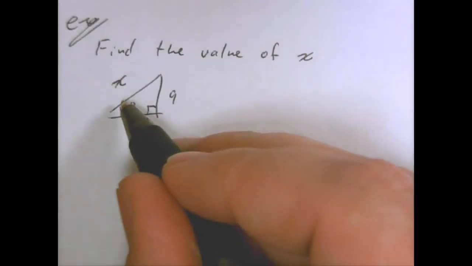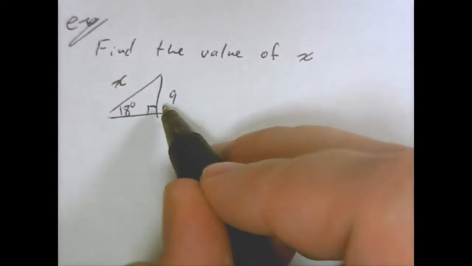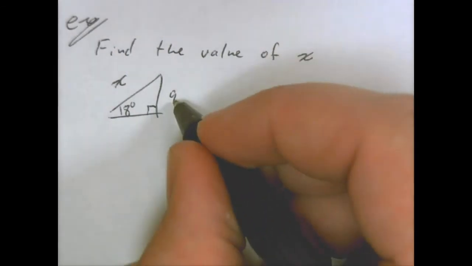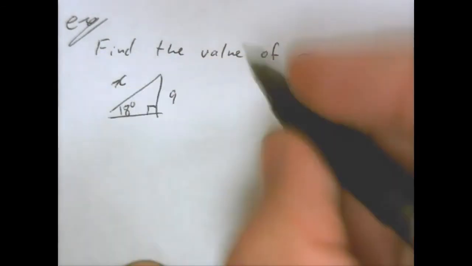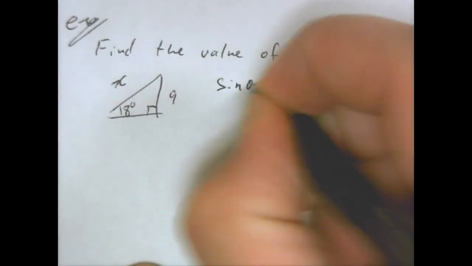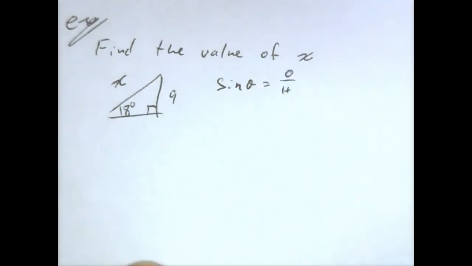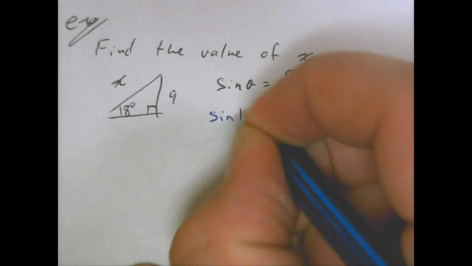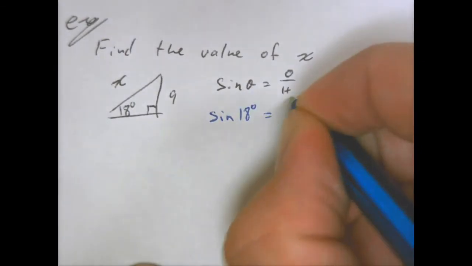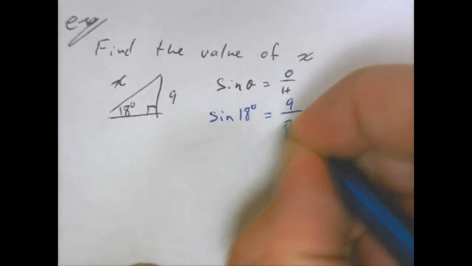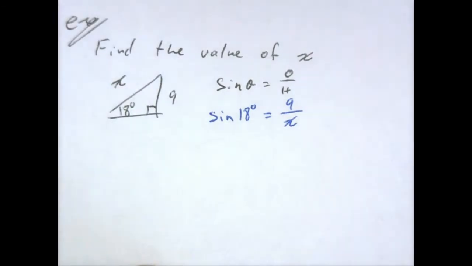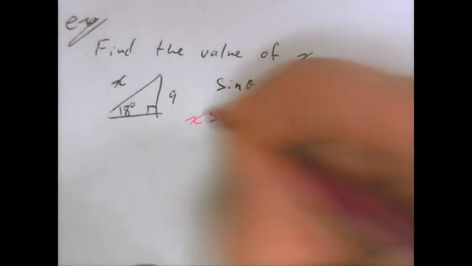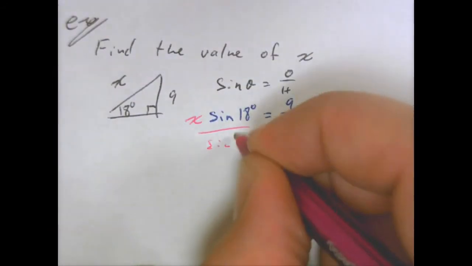I know that x is my hypotenuse, and I'm given my opposite side, and I'm given an angle. Well, if I know my opposite side, trying to find my hypotenuse, the ratio that would probably help us is sine, because it is opposite over hypotenuse. So I can say sine of 18 degrees equals opposite, which is 9, over the hypotenuse, which is x. Well, now it's just algebra 1 stuff. If I multiply by x on both sides, and then I can just divide by sine 18.